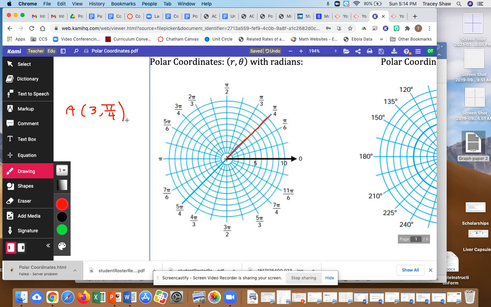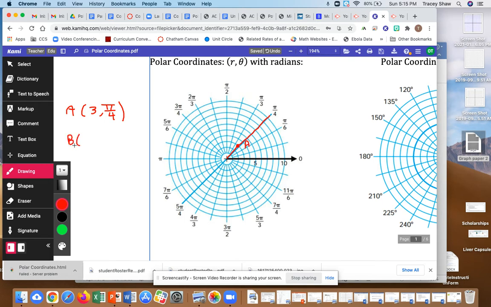If the radius is 3, that means you need to be on the third circle. So I'm going to count from the origin, and I'm going to put my point on the ray that connects pi over 4 to the origin and the third circle, and this would be where you would put point A.